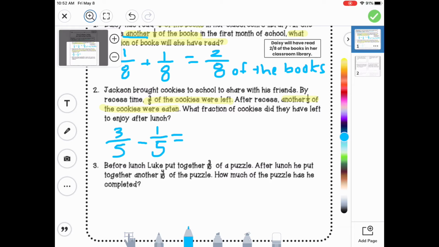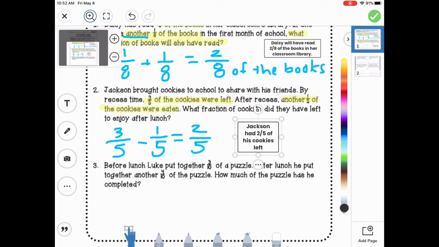So 3/5 minus 1/5 is 2/5. And I'm going to write my response. My response is Jackson had 2/5 of his cookies left. On to question number 3. Before lunch, Luke put together 3/10 of a puzzle. After lunch, he put together another 4/10 of the puzzle. How much of the puzzle has he completed?